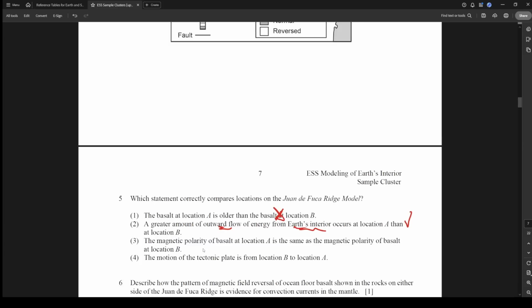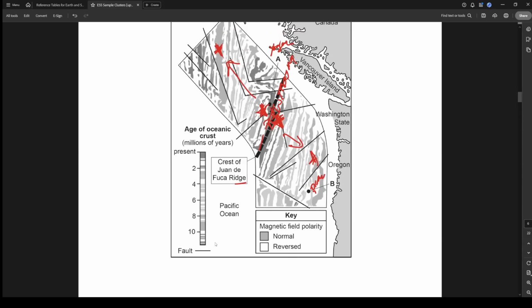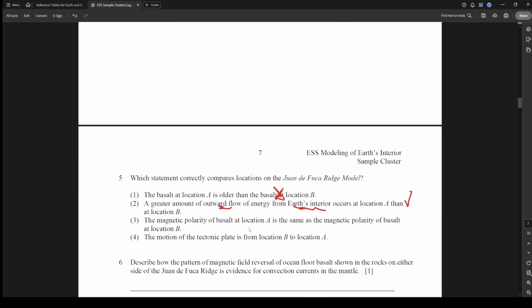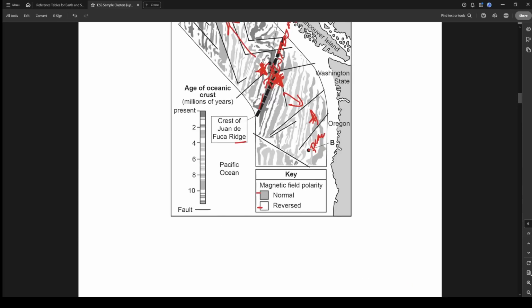Number three, the magnetic polarity of basalt at A is the same as B. So this is on the dark area and it says that would be normal. And this is on the white area and that says that would be reversed. So that's wrong. Number four, the motion of the plate is from B to A. Now that's wrong because this is a rift valley, so these are separating.